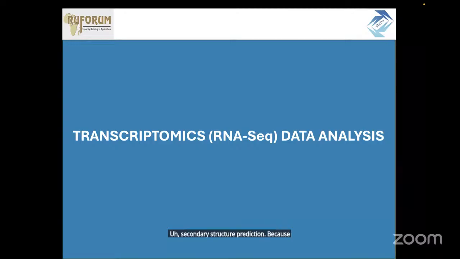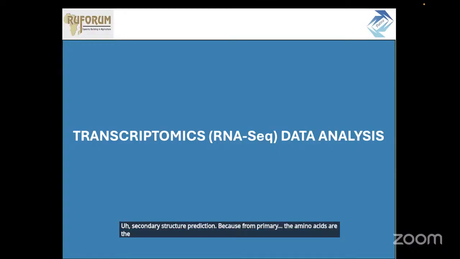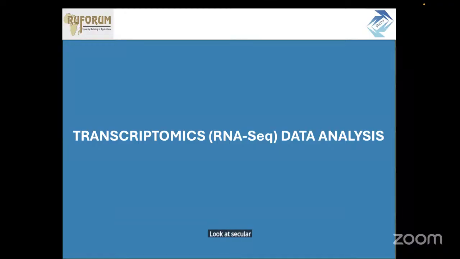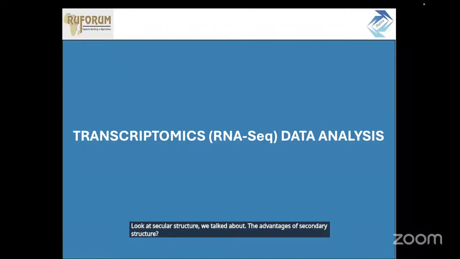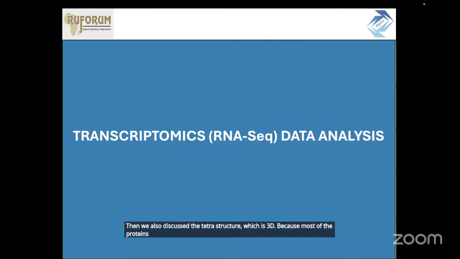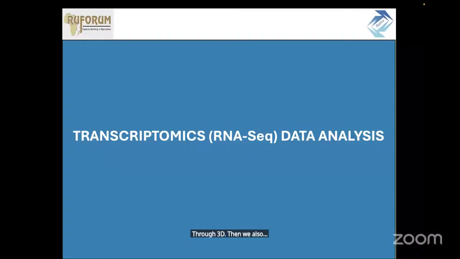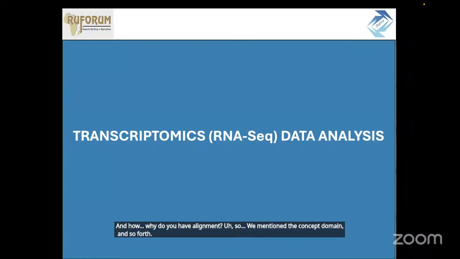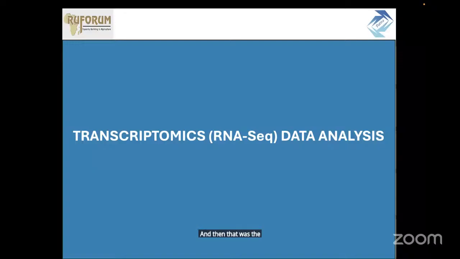Then after that, we looked at secondary structure prediction, because from primary, the amino acids are the primary sequence, and then we look at secondary structure. We talked about the advantages of secondary structure. Then we also discussed the tertiary structure, which is 3D, because for most proteins, the function is through 3D. Then we also discussed multiple alignments and why you do alignment. So we mentioned the concept of domain and so forth. And that was the base of our next three topics.